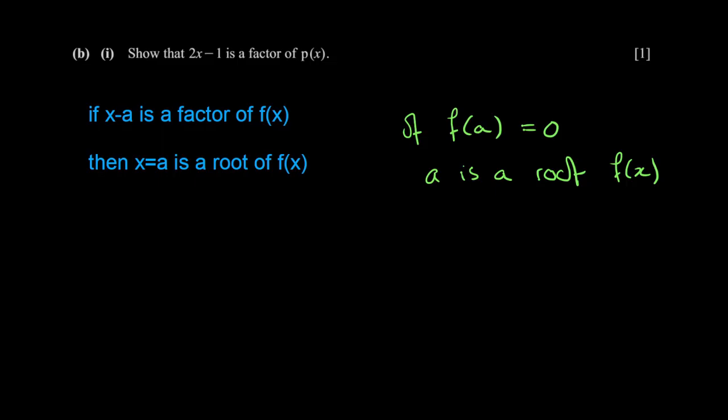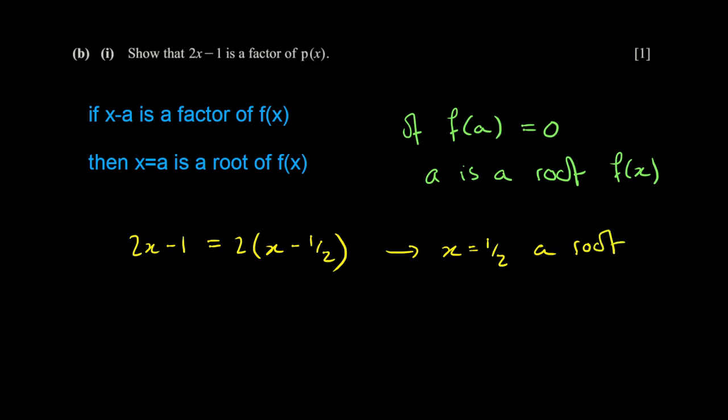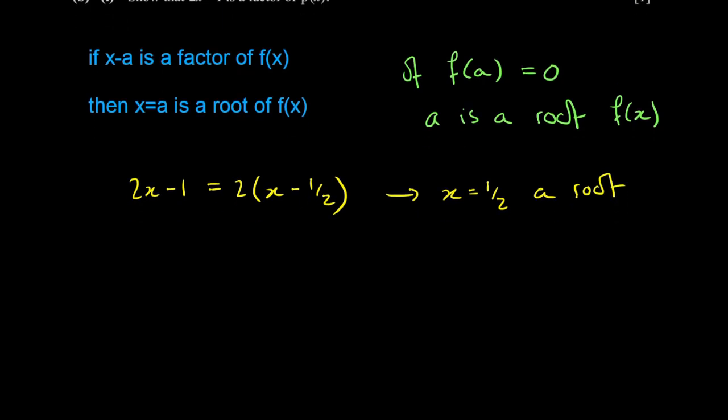Well, if 2x minus 1 is a factor, that's actually the same thing as saying x minus a half is a factor, so I pull out the 2. And if x minus a half is a factor, then we should expect x equal to a half to be a root of the polynomial. How can I show that x equals a half is a root? I just have to substitute it in. I've got to find P of a half.